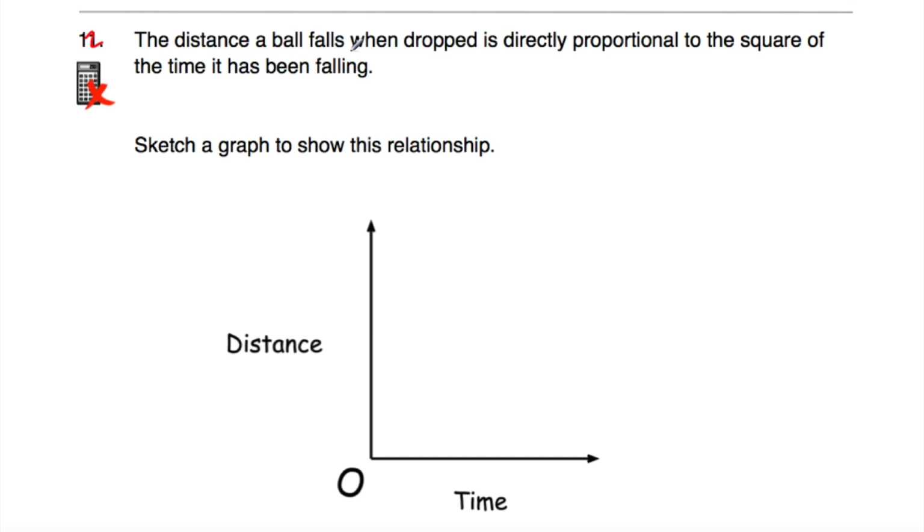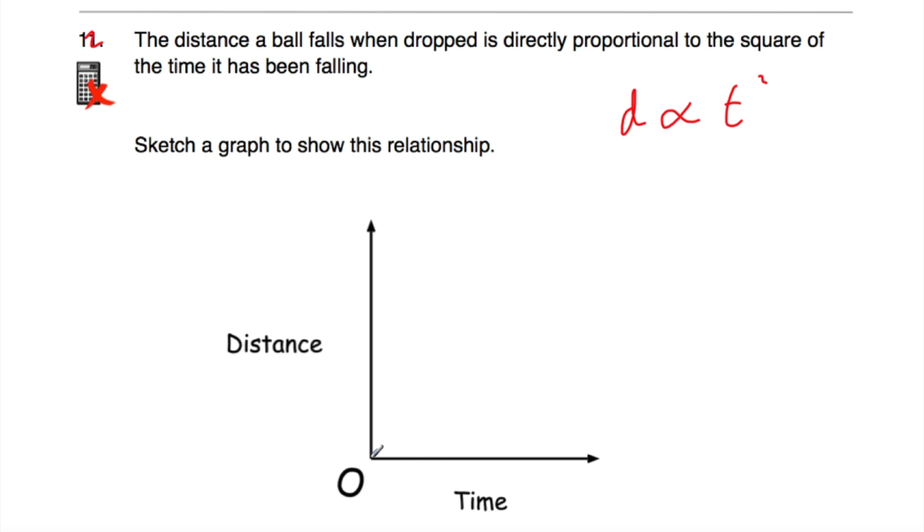We've got the distance the ball falls, so let's call that d, the distance it falls, is directly proportional to the square of the time it's been falling. So the square of time, so that's going to be t squared. So we've got d is directly proportional to t squared. And we want to sketch that relationship. So that's directly proportional to t squared. It's going to be that right hand side of the quadratic graph.